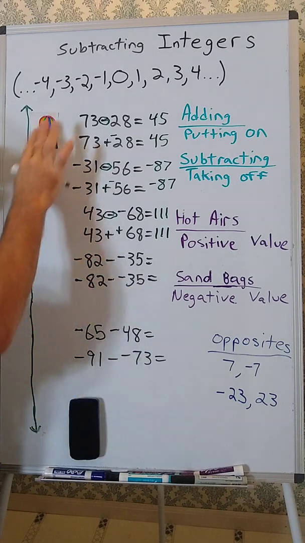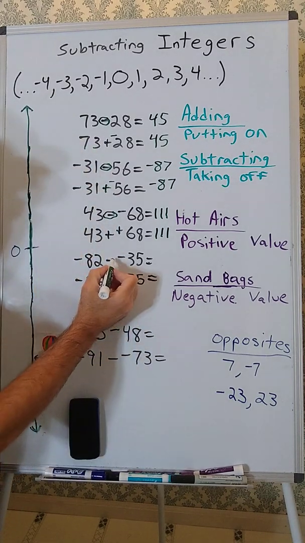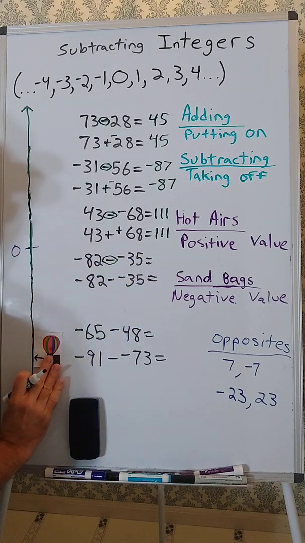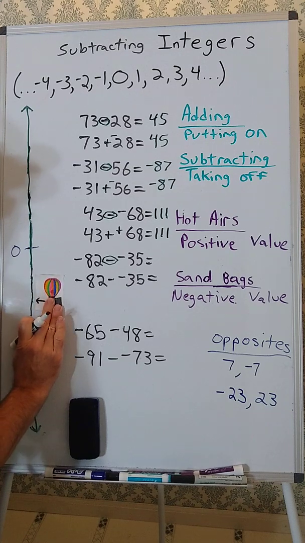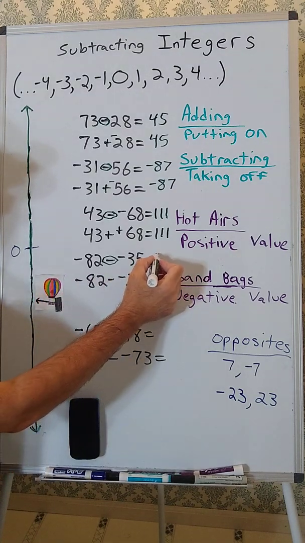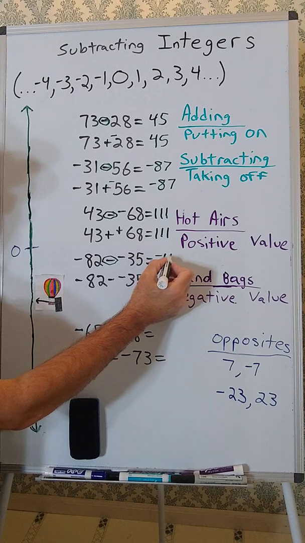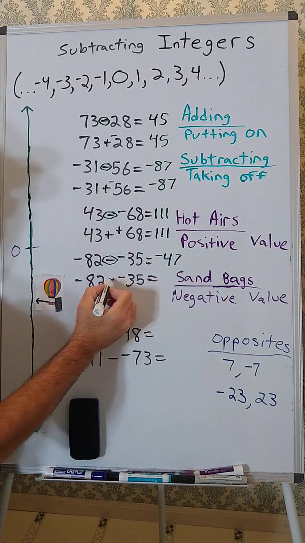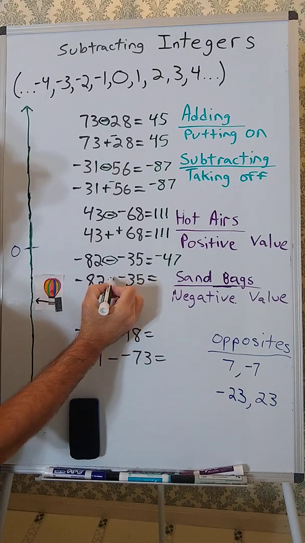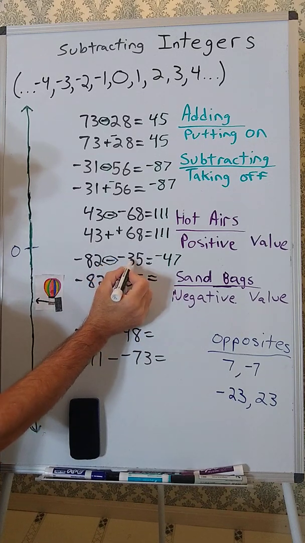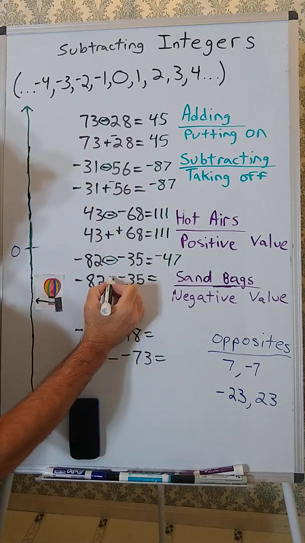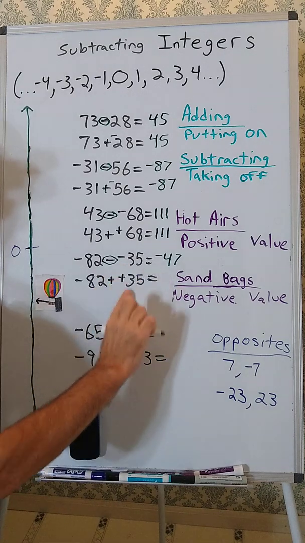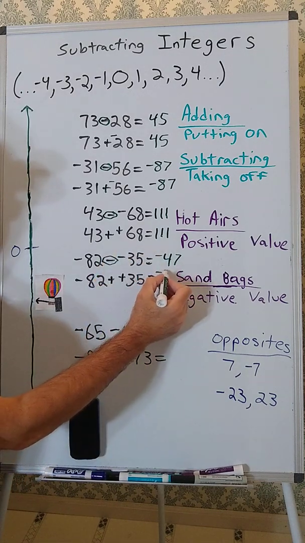Here the balloon's at negative 82, and taking off sandbags, what is the balloon going to do? It's going to go up, and it's going to end up at negative 47. It's not going to make it past zero. And how could I compare that with addition? Well, taking off sandbags makes the balloon go up. So does putting on hot airs. So the balloon's going to do the same thing in these two cases.